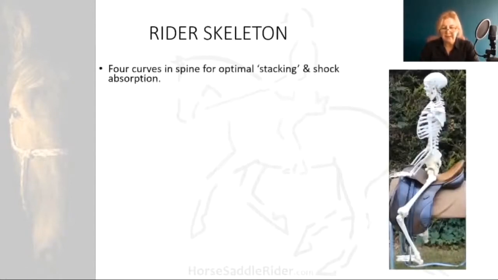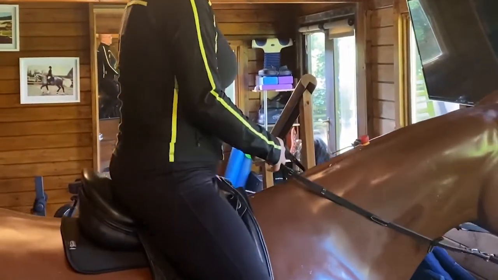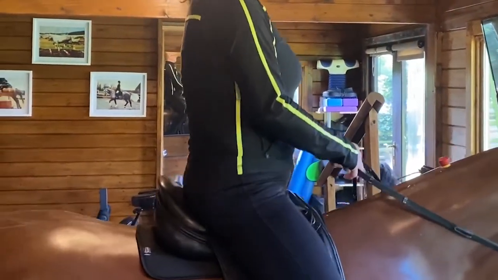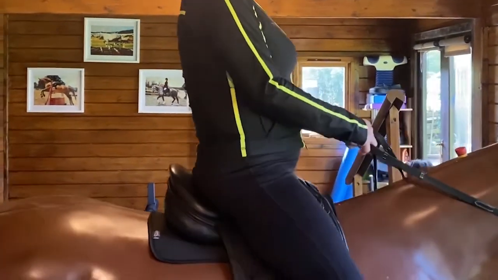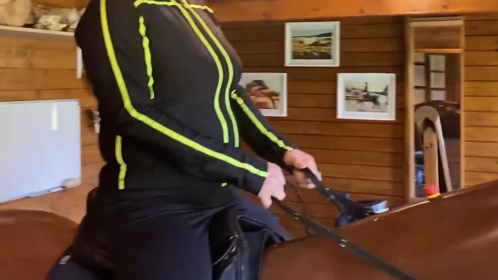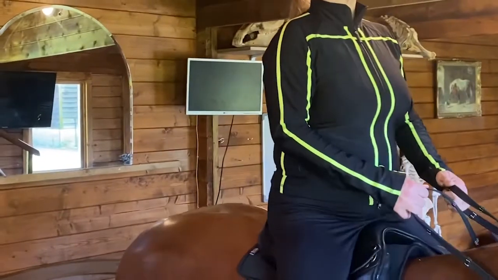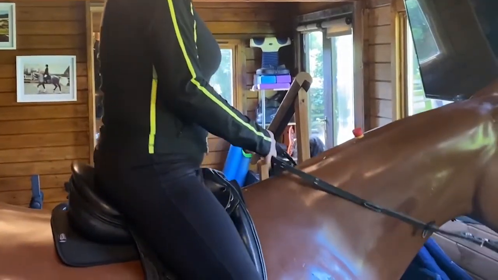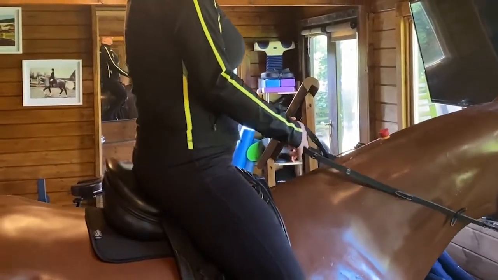Quick overview of the rider skeleton. There are four curves in the spine for optimal stacking and shock absorption. 1, 2, 3, and the sacrum makes the fourth. And this is to facilitate absorption and transmission of perturbance and force. So it's like a long shock absorbing strut, the type you might see under the bonnet of a car near where the wheels are. Otherwise, a car would be far too bumpy to ride in. This means greater potential for disc herniation because there are curves.